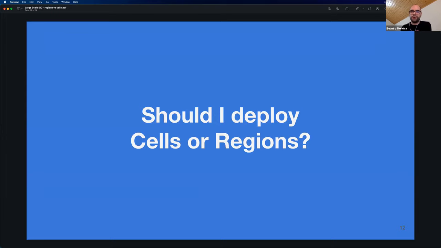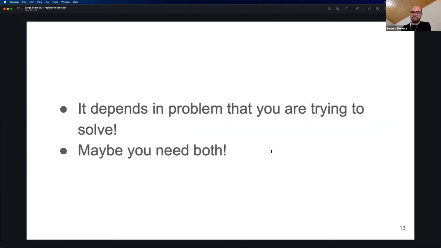So should I deploy cells or regions? Of course, this depends on the problem that you are trying to solve. If you are adding more and more compute nodes, I will recommend that you start deploying new cells because that will allow you to scale massively. But later, if you start finding problems in other components, probably then regions will be a good way to go.